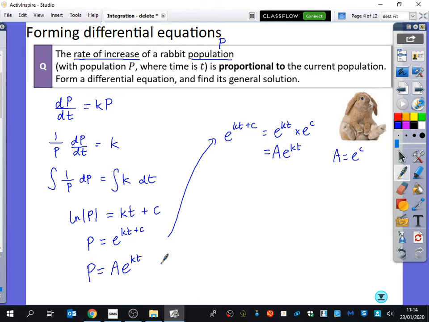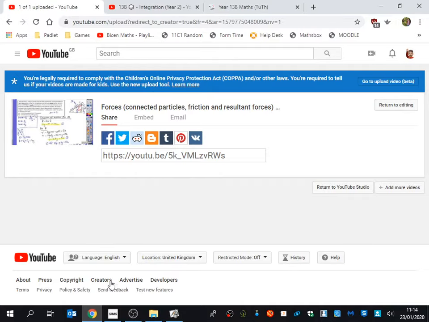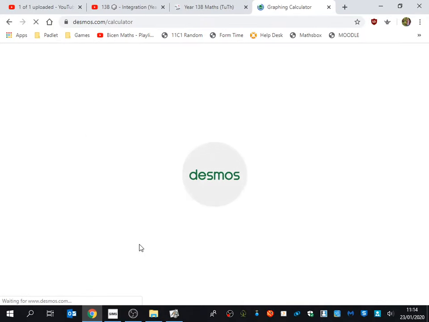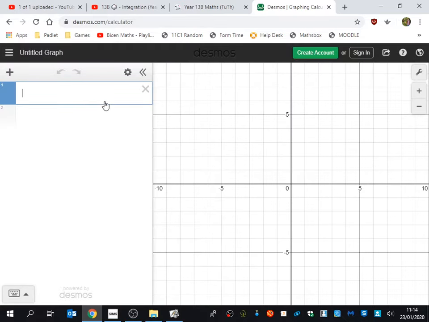So let's just quickly think. What does that mean that the population of rabbits looks like? I know you know what this graph looks like, but let's... So we're going to say P... well, I'm going to do it with y. y equals Ae to the kx.